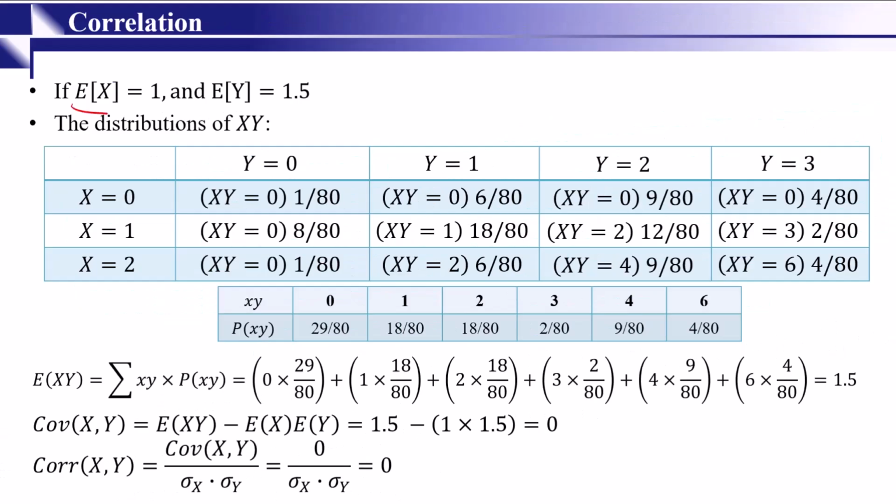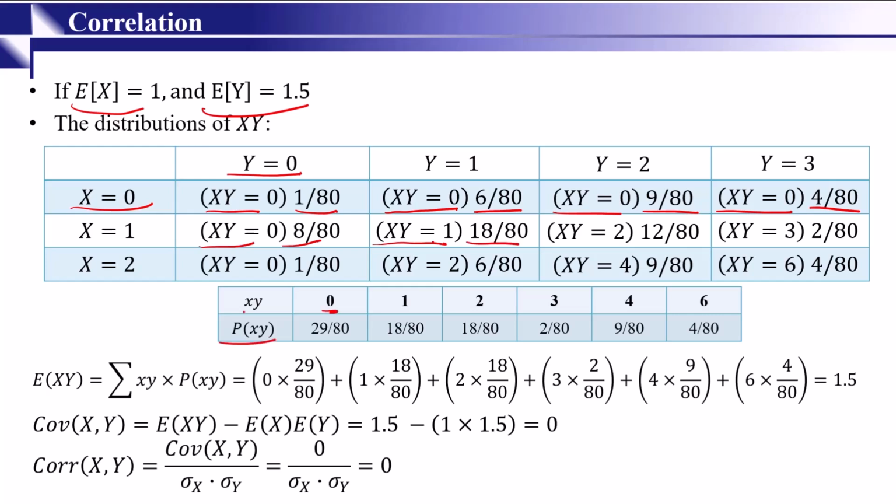The expected value of x is equal to 1, and the expected value of y is equal to 1.5. So if y is equal to 0 and x is equal to 0, x multiplied by y is equal to 0, and the probability is 1 by 80, right? Based on the table that we had. So x is equal to 1, x multiplied by y is 0, and 6 by 80 is the joint probability. Again, 0 joint probability, and for x equal to 1, x multiplied by y is 1, and this is the joint probability, and so on, right?